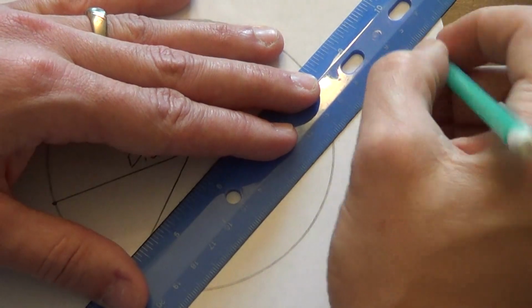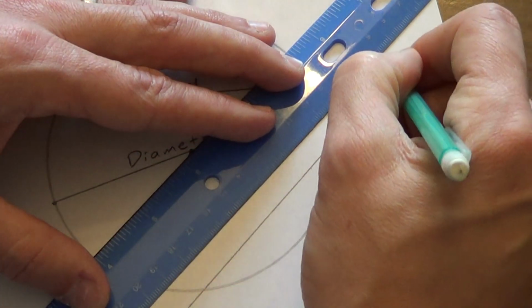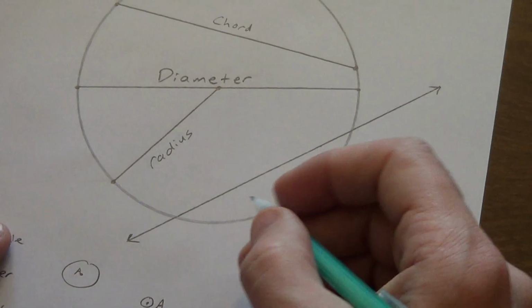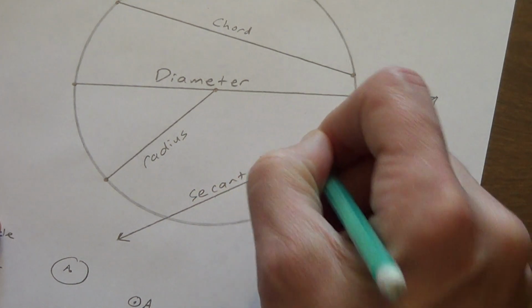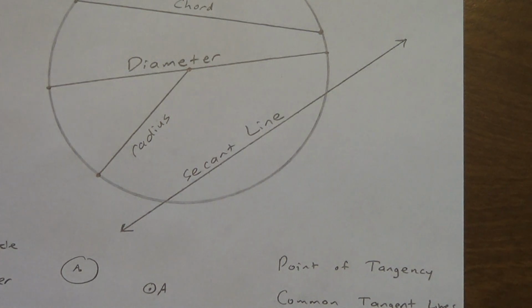I'm going to draw a separate one here. So there we go. That is a secant line. It goes through the circle twice. Secant line. Now there are times later on in this chapter we will call something a secant segment.